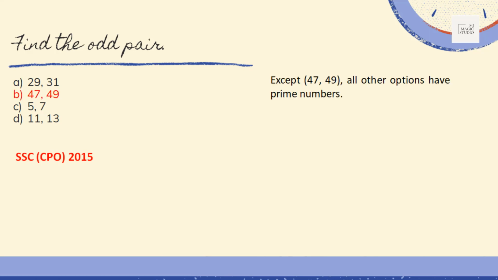Except 47, 49, all other options have prime numbers. 29, 31 are consecutive prime numbers, 5, 7 consecutive prime numbers, 11, 13 consecutive prime numbers, 47, 49. In that, 47 is a prime number but not 49. 49 is not a prime number, it's a composite number.